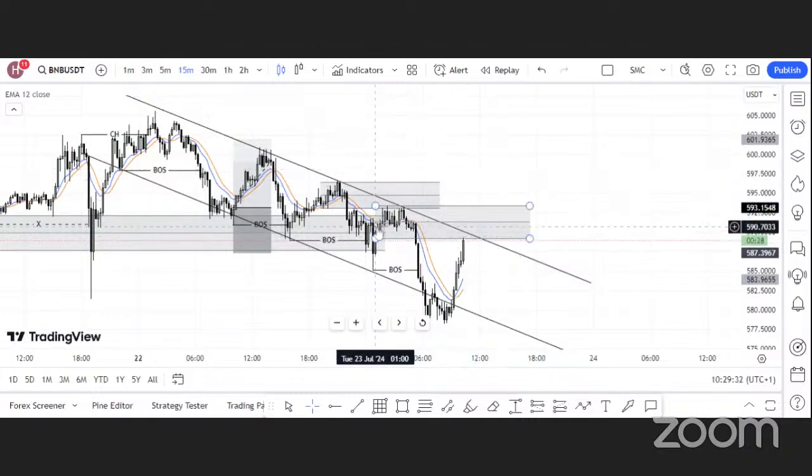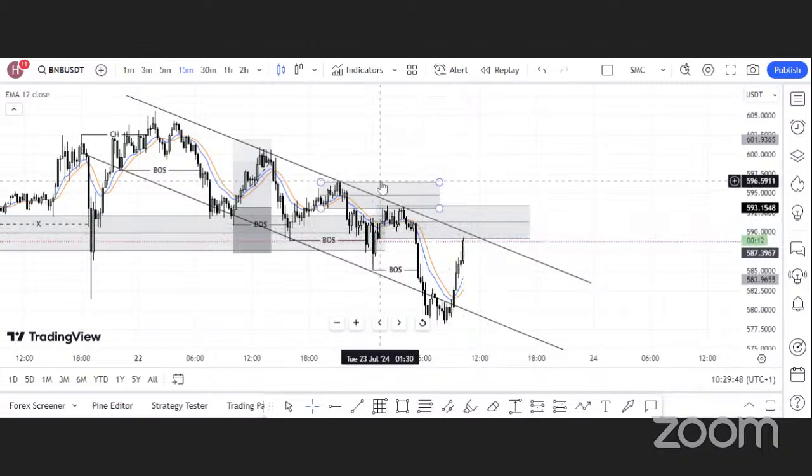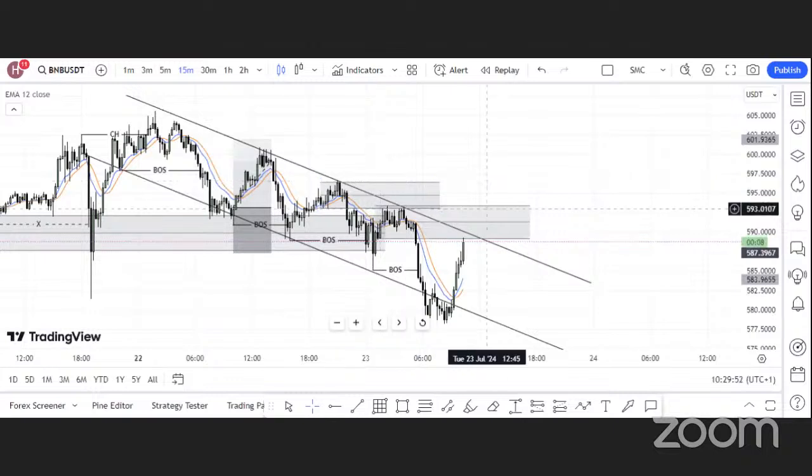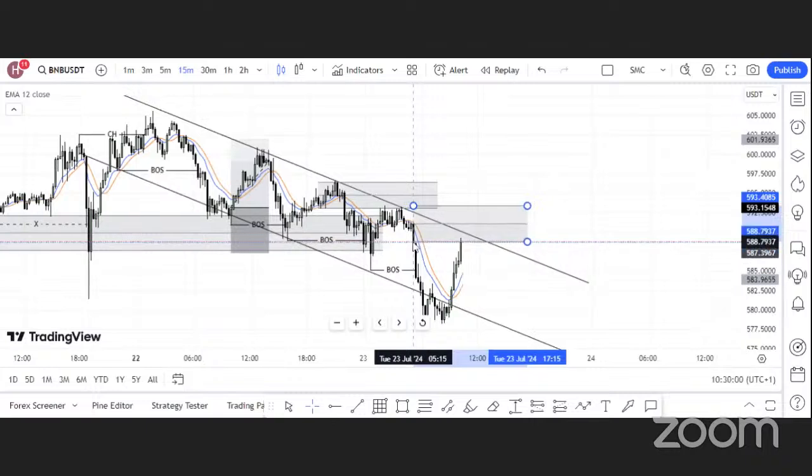So, what you want to do is, when you are drawing your support or your resistance, you want to make sure that it aligns well with your trend line. If it aligns with your trend line, the better. Right now, you see the one I drew here aligned with my trend line. My trend line is right here.